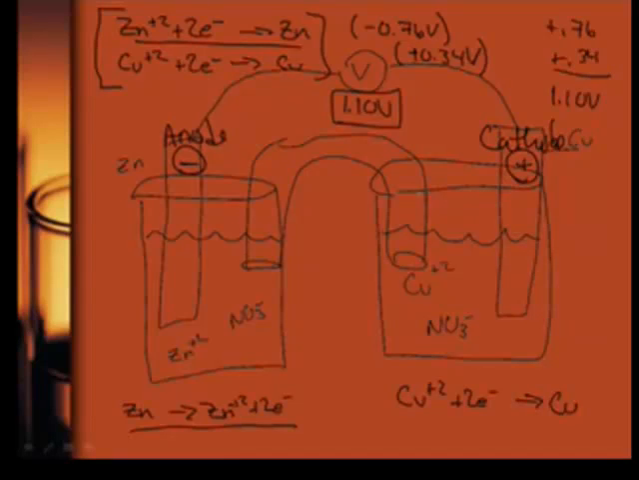Now, we still haven't completely labeled this. There's still more to do. Salt bridge. What about the salt bridge? It needs a name. All right, so let's label salt bridge. Now, since we're actually using the electricity, the electrons have to be traveling through the wire.